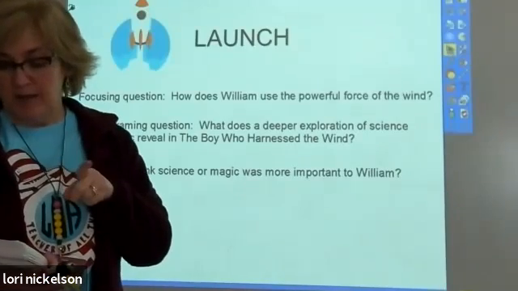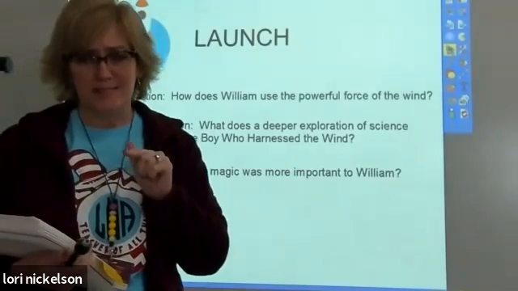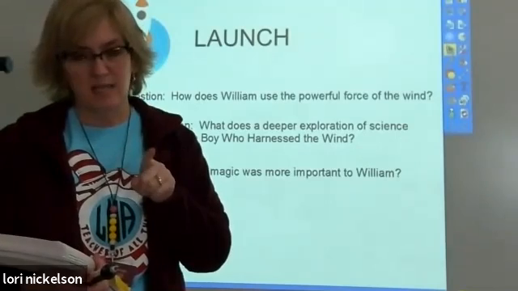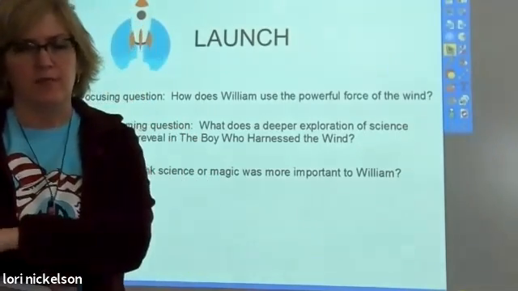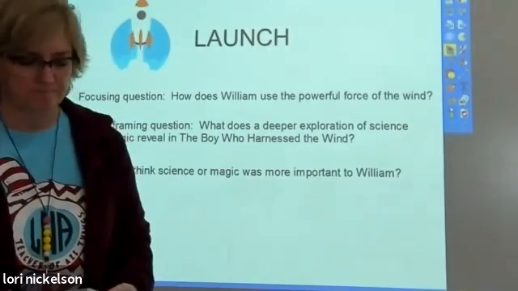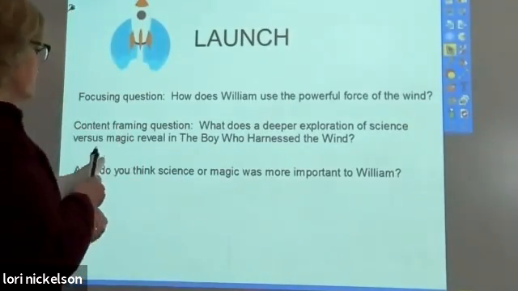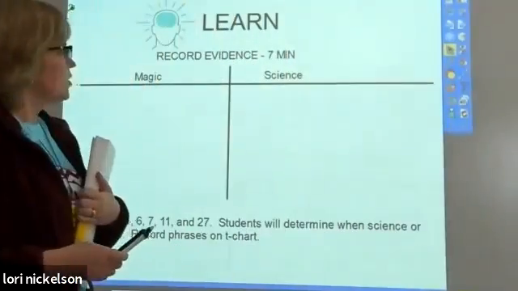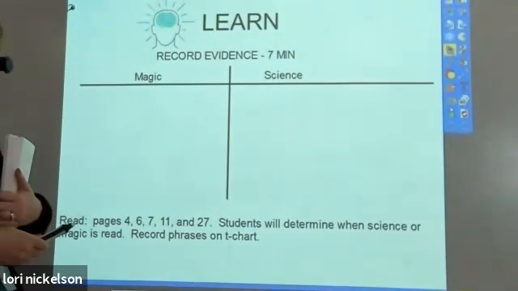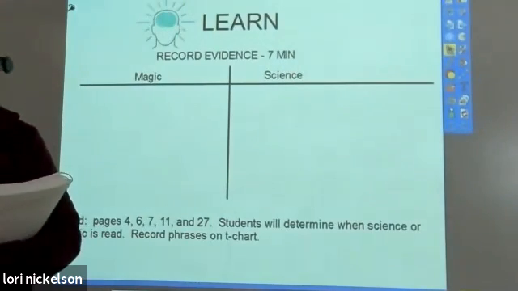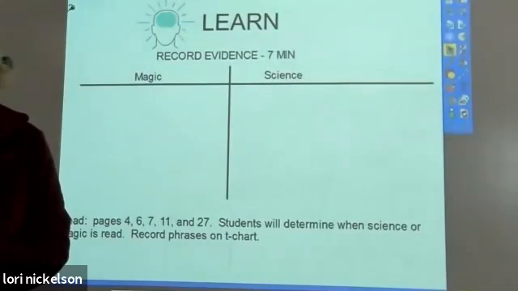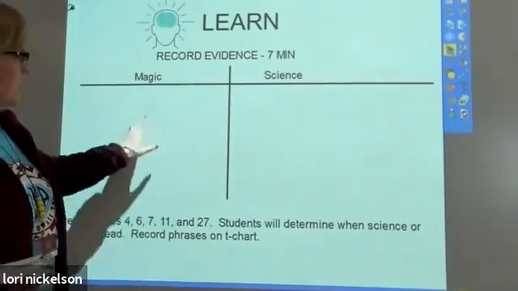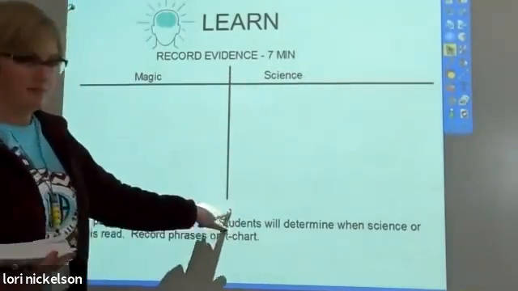So now you think about it. I want you to predict what you think. Which is more important, science or magic? Think about that and write your answer in your journal. Okay, so we're going to record some evidence, magic or science. We're going to look at the pages in our book and record evidence of this on our T-chart. And notice it's a T-chart because it looks like a T.